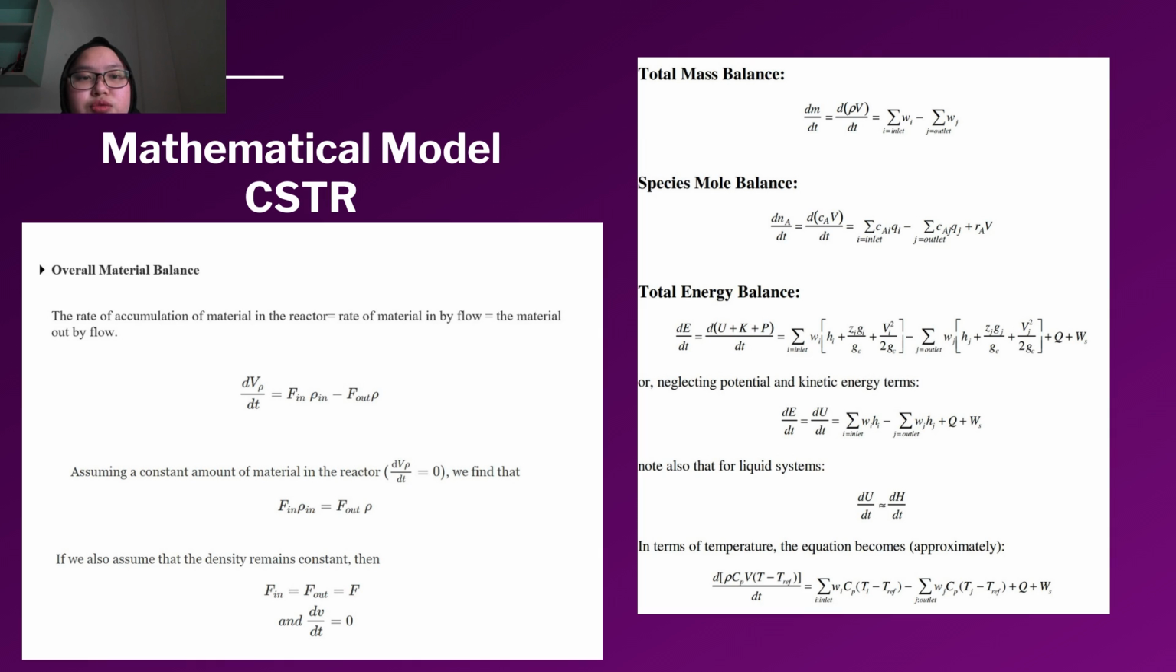Then we do the total mass balance, species mole balance, and total energy balance for the system. But in our report, we have discussed that we don't use the energy balance because there's no energy stream for the reactor.